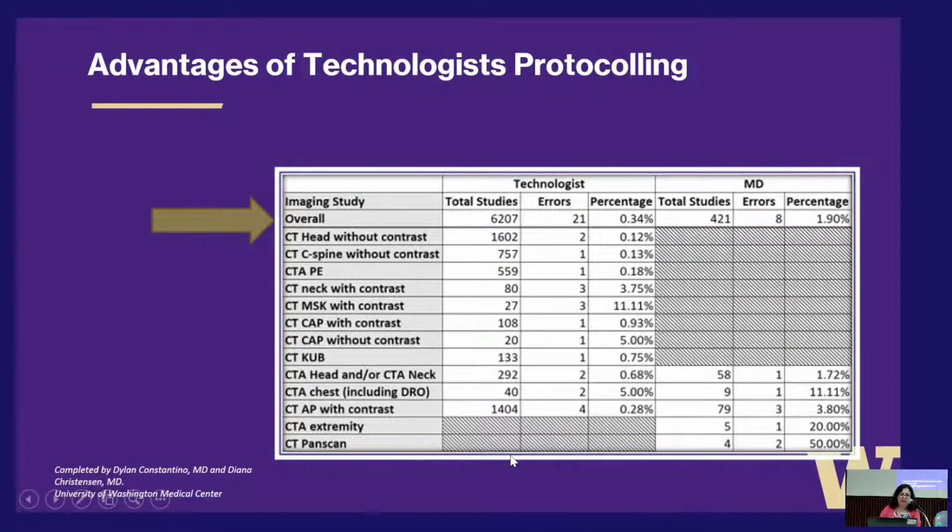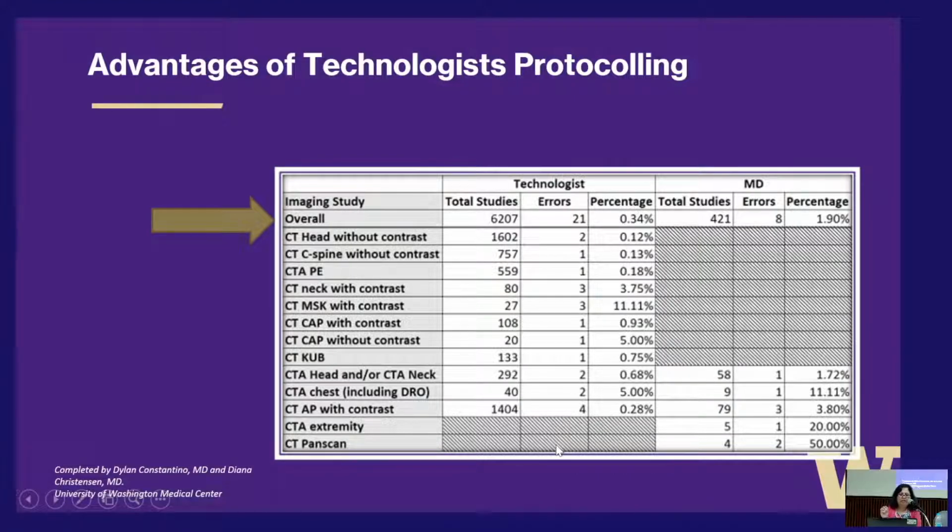The other thing they also wanted to compare is, if the technologist is protocoling compared to the radiologist, what is the error rate? Would they both pick the same protocol? And this shows you overall, there were more than 6,000 studies. There were 21 errors made by the technologists, which is only 0.34%, compared to MD errors, which was a much smaller number, about 1.9.